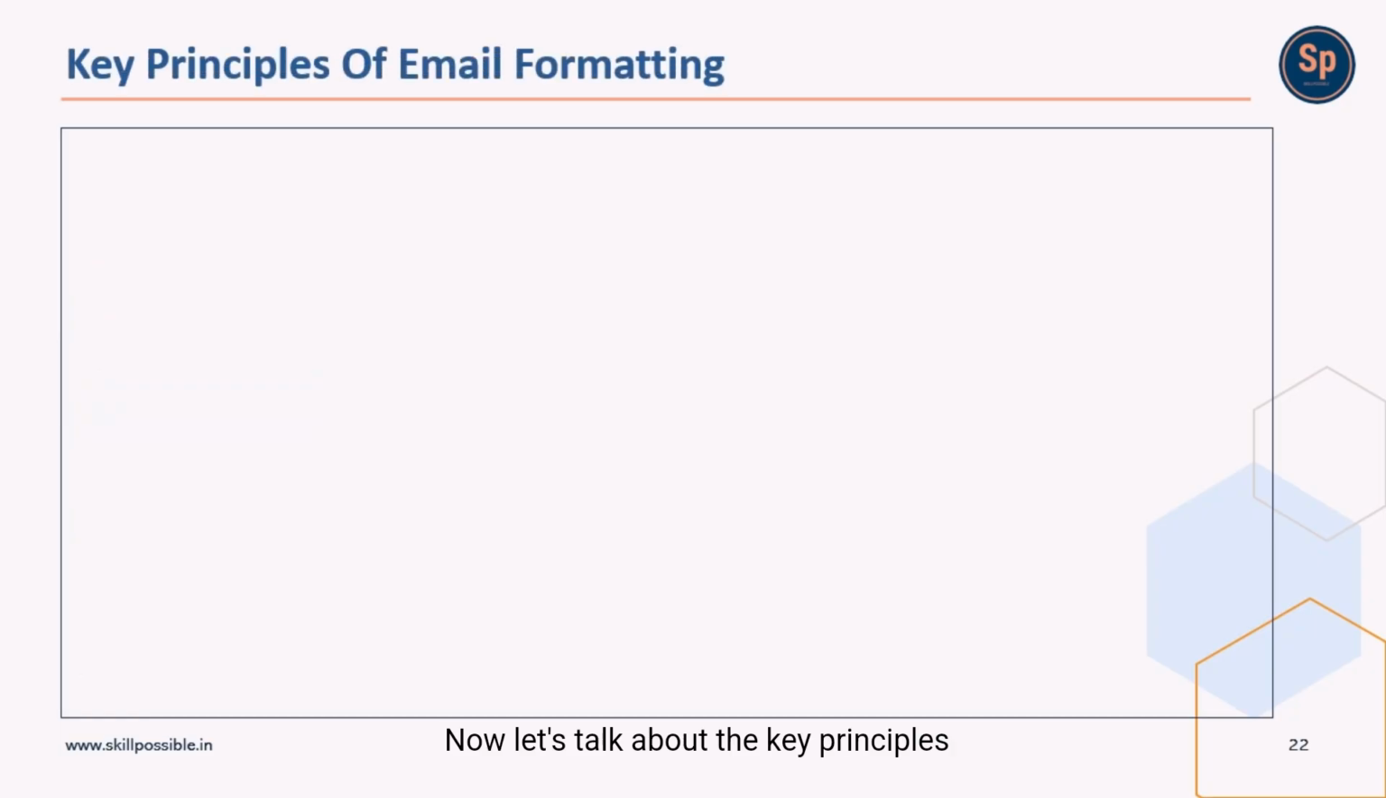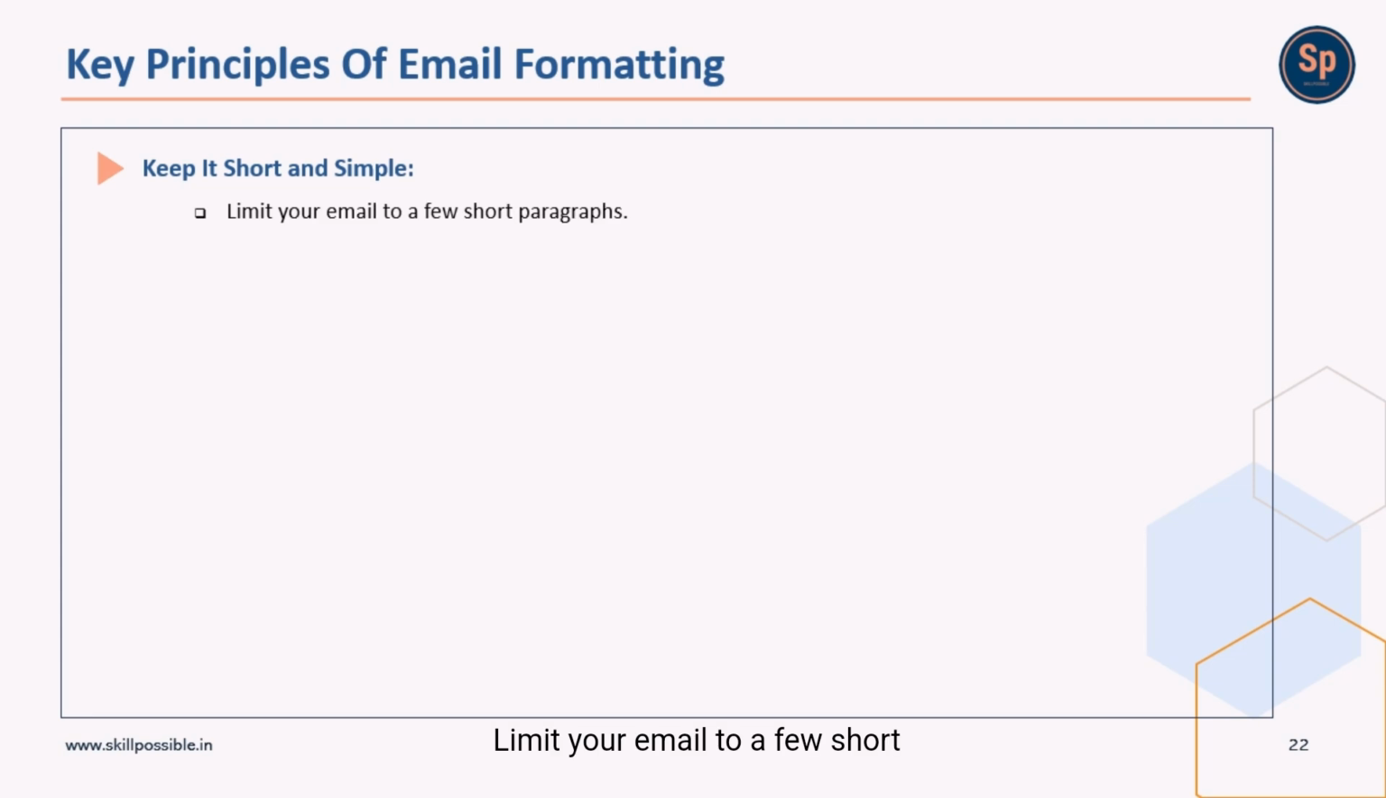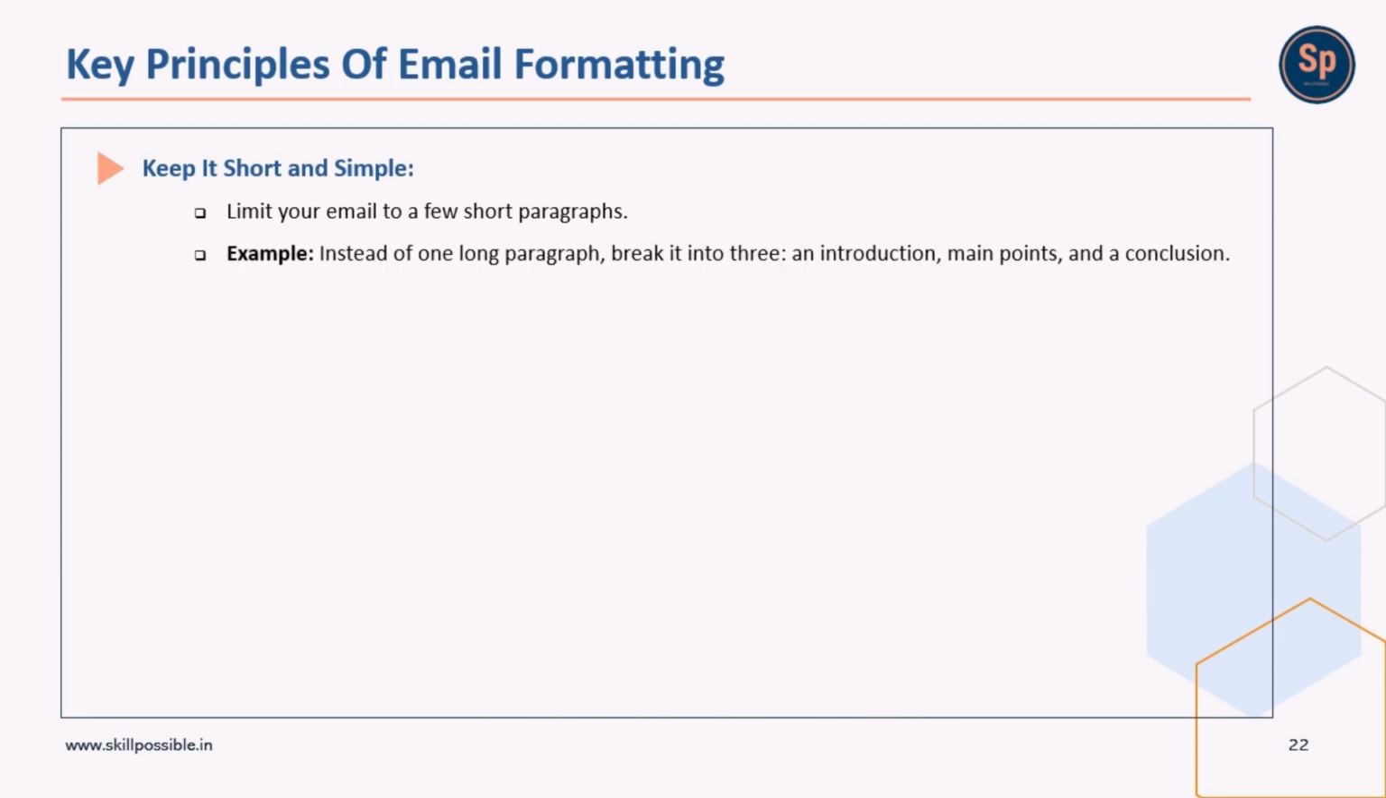Now, let's talk about the key principles of email formatting, the simple techniques that can dramatically improve how your emails are read and understood. First, keep it short and simple. Limit your email to a few short paragraphs. Avoid long, dense paragraphs and break your email into a few short sections. For example, instead of one long paragraph, break it into 3, an introduction, main points, and a conclusion.